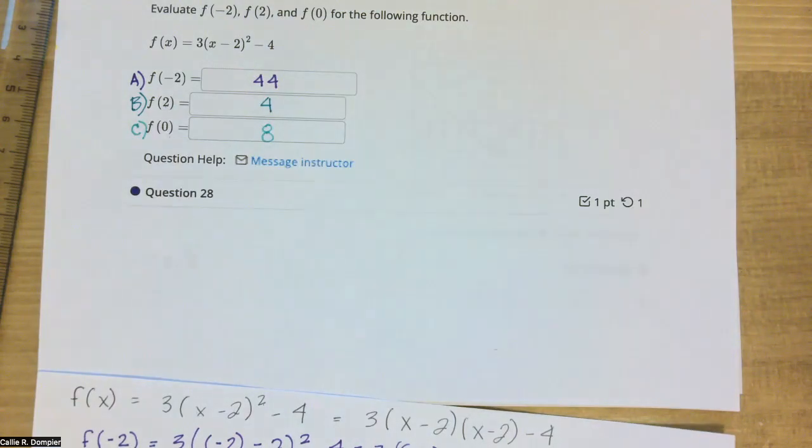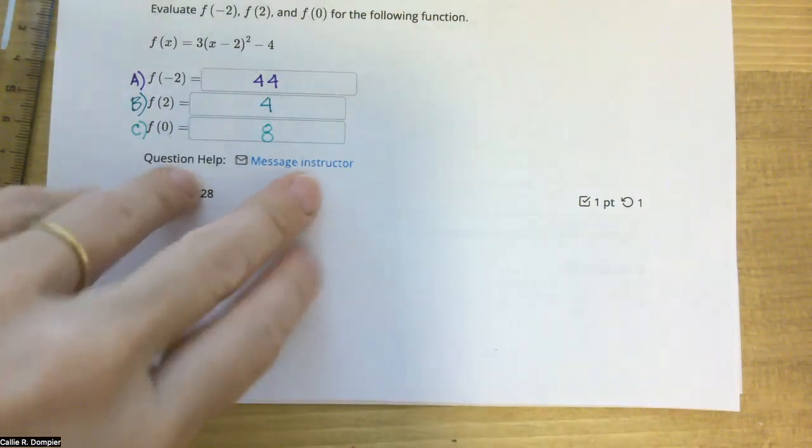We thought f of 0 would be the easy one, but f of 2 was kind of easier than f of 0.